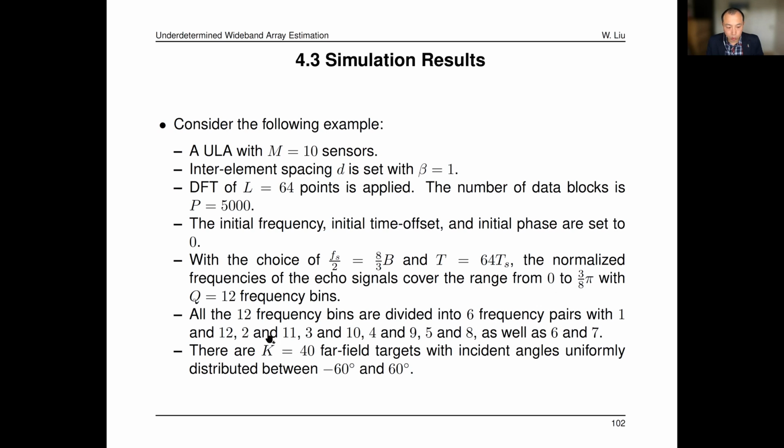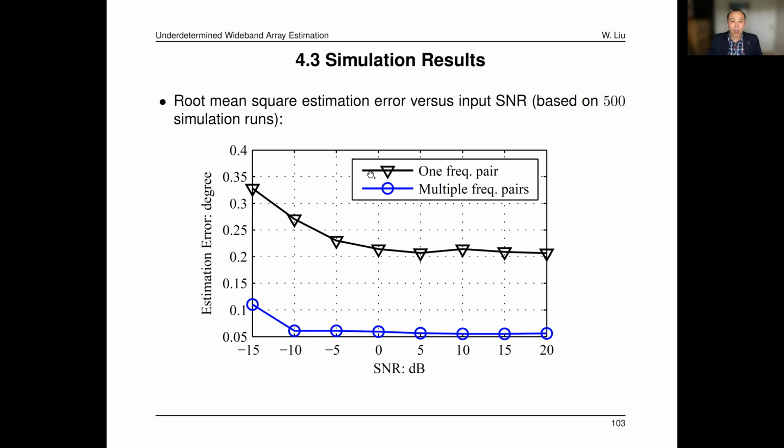So the 6 pairs are 1 and 12, 2 and 11, 3 and 10, 4 and 9, 5 and 8, and 6 and 7. And we have 40 far field targets, okay, with incident angles uniformly distributed between -6 degrees and 60 degrees. And here are some simulation results. With one frequency pair, you already have a large virtual array, so you can identify the sources successfully. But when you have multiple pairs available, then the estimation result will be better, right?